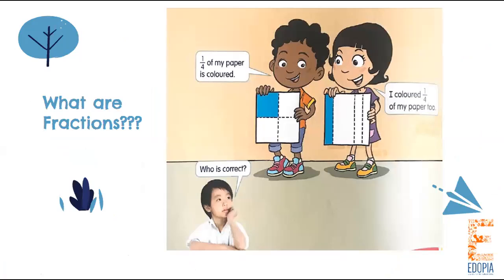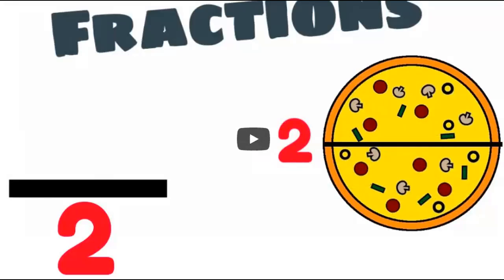Okay, so what are fractions? So there's Jack and there's Amy. They have colored their sheets of paper. Jack claims that 1/4 of his paper is colored. And Amy says, I colored 1/4 of my paper too. Which one is correct? What makes you say that? Let's watch this video.